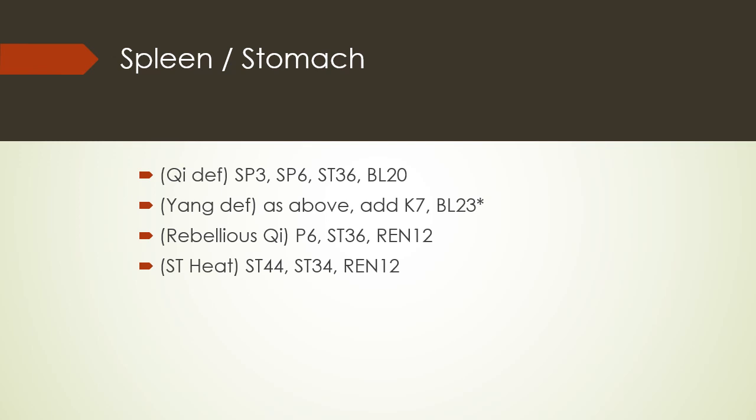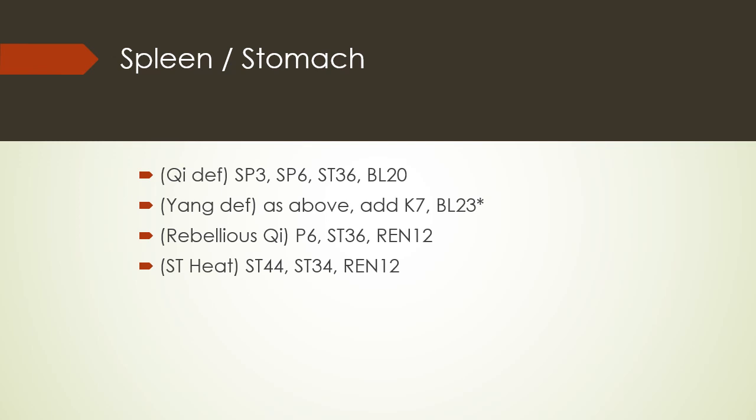For spleen and stomach pathologies, these are typically pathologies of the qi and of the yang. For the stomach, we have rebellious qi, and we also have excess heat. So for spleen qi deficiency, you see the basic points for qi deficiency like spleen 6 and stomach 36 and bladder 20, along with spleen 3, the yuan source point, earth point.